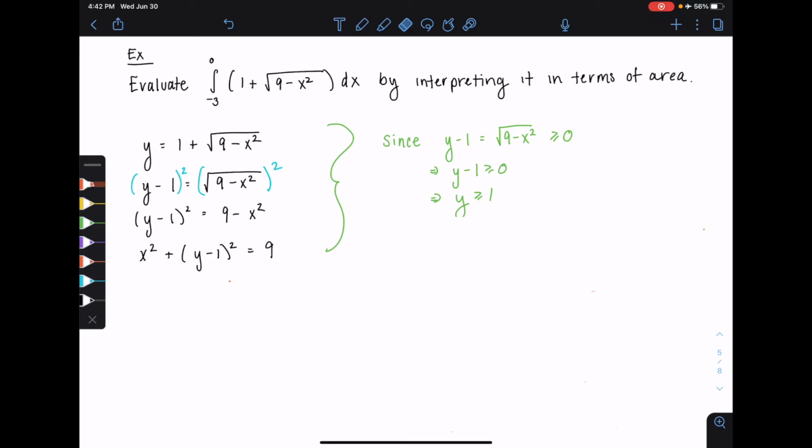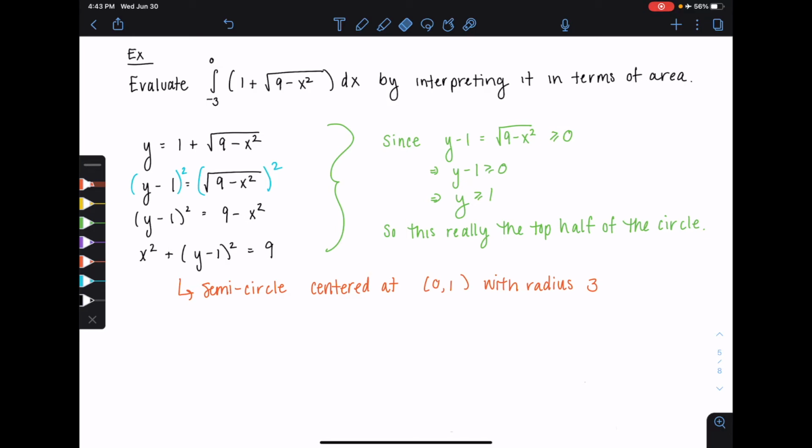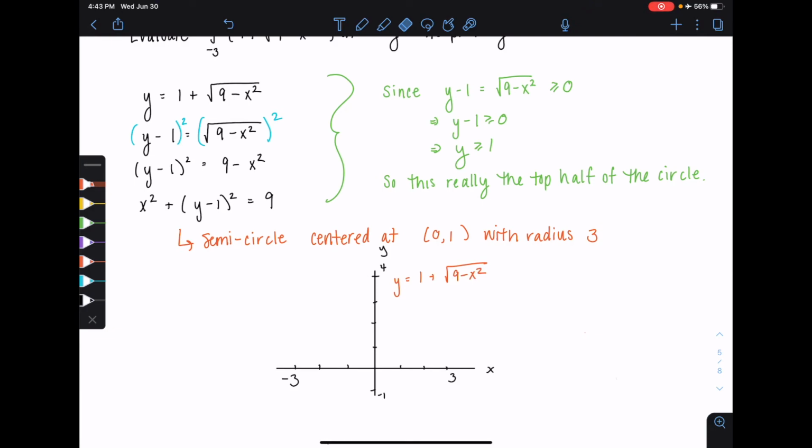So it's kind of like I'm not getting the full circle. I'm only getting the top half of the circle. Like this would be a circle centered at 0, 1 with radius 3. But instead, it is now a semicircle centered at 0, 1 with radius 3. So if we go ahead and graph that, your circle is centered right here at 0, 1 with a radius of 3. So you'd go up 3, left 3, right 3, down 3.